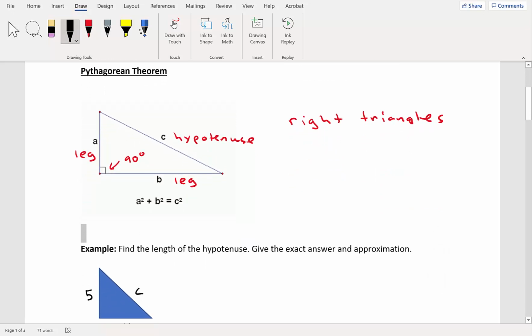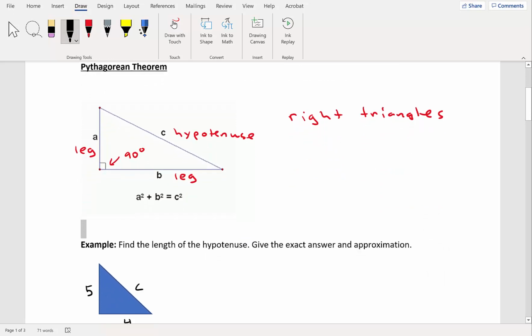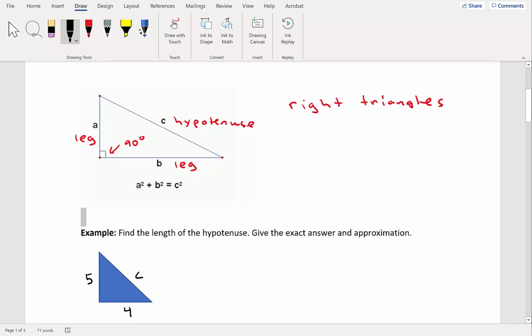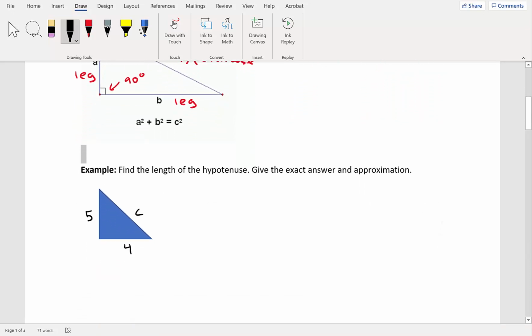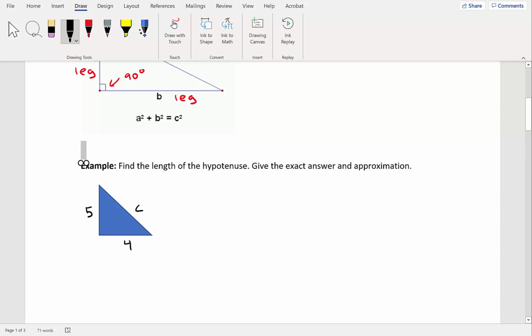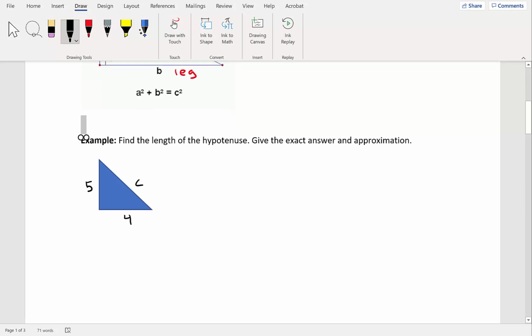Now we'll be using this Pythagorean theorem to find a missing side of a triangle. For example, find the length of the hypotenuse, and give the exact answer and the approximation. In this triangle, we're given both of the legs, and we need to figure out what the hypotenuse is equal to. Let's use our Pythagorean theorem: a squared plus b squared is equal to c squared. Your c is always your hypotenuse. So let's plug in our values.